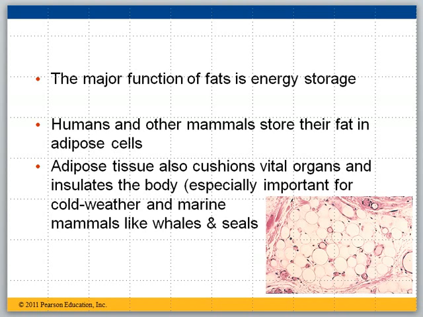So it's also very important for cold weather and marine mammals like whales and seals because it provides not only protection, but it also provides like an insulation ability. So animals that live in very cold climates or that swim in the cold oceans, they tend to have a lot of this adipose tissue, not only for energy storage, but also for its thermal properties and for insulation and for protection of the inner organs.